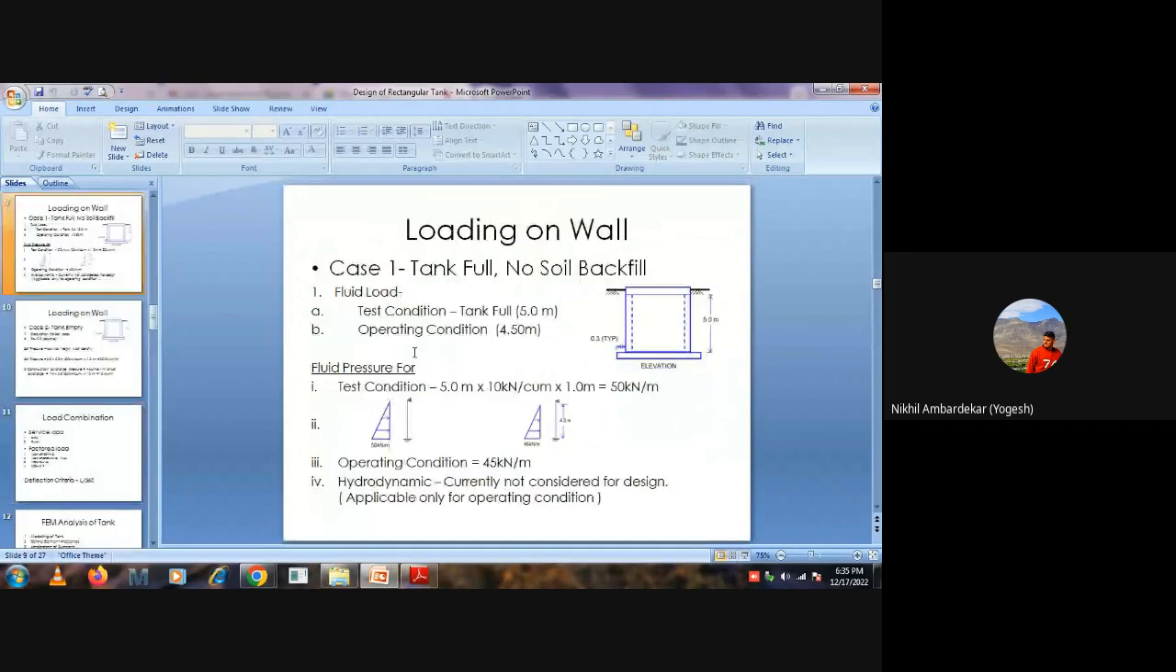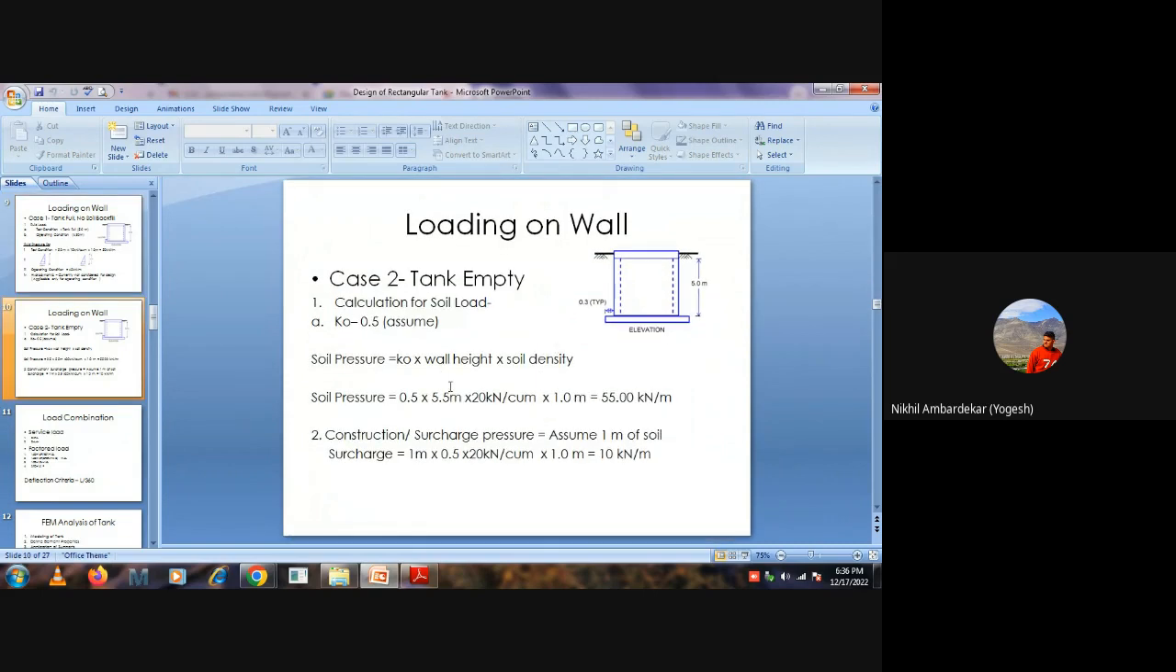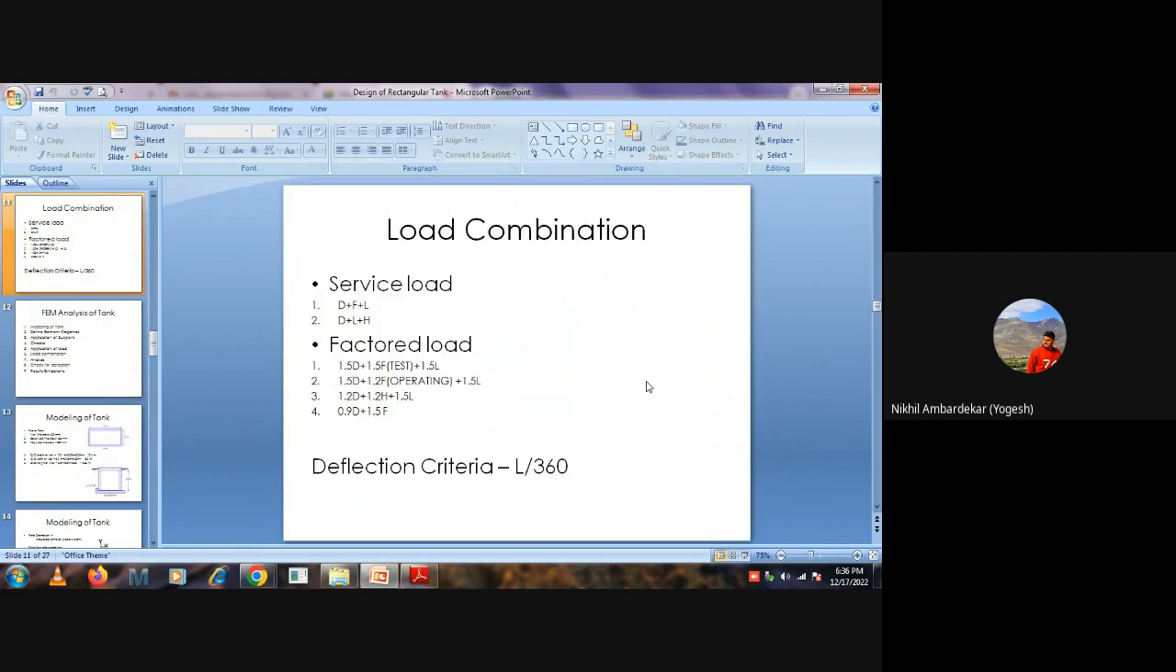After that we also learned how to calculate the different pressures, how to calculate the water pressure on the tank, how to calculate soil pressure by considering Ka or Ko. For the tank empty condition, how to calculate the additional surcharge. Up to this point, we also considered factored load combinations and deflection criteria. So up till now, we have completed some initial things.